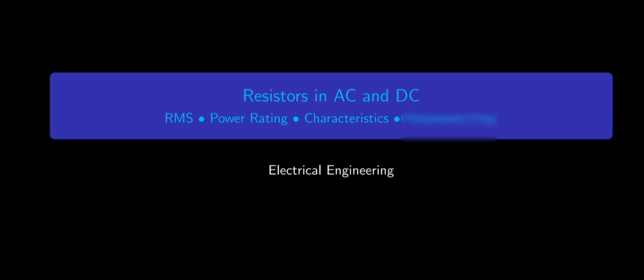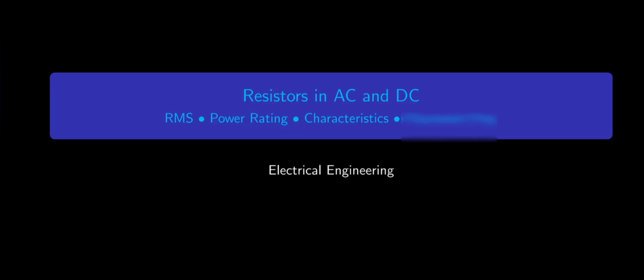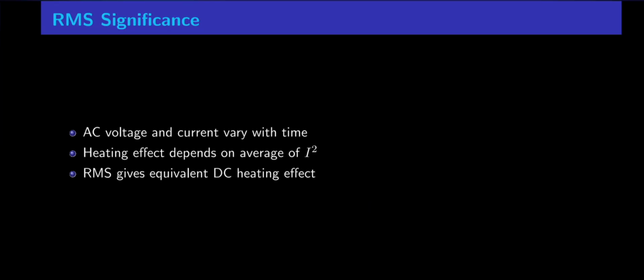AC conditions, the importance of RMS values, power rating, practical limitations, and key points useful for examinations and interviews. In AC circuits, voltage and current vary continuously with time. Because of this variation, instantaneous values cannot be directly used to calculate heating effects. The heating effect in a resistor depends on the average value of the square of current.